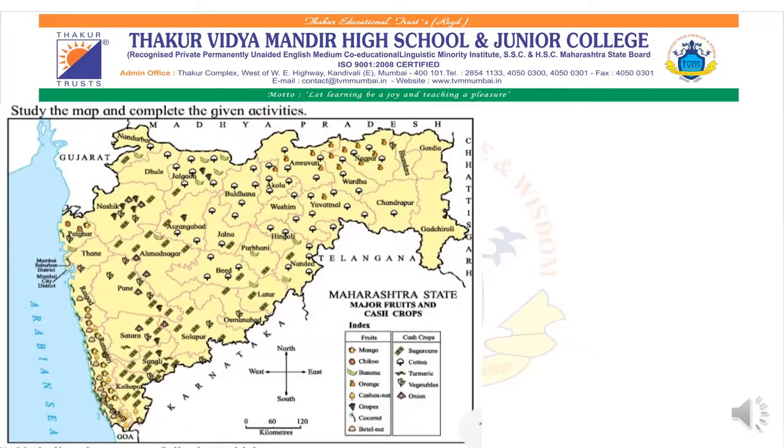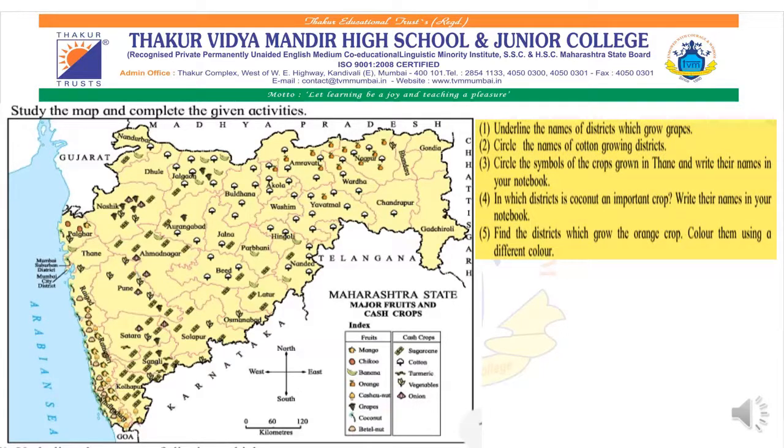Students, we have to study this map, and this map is about the major fruits and cash crops grown in Maharashtra in different districts. To show these crops or the fruits, the index is given. We have to refer to the index first and then only we can read the map. We have the questions here. After studying the map, we have to give the answer for each question. And how to read the map, we have studied in lesson number 13.